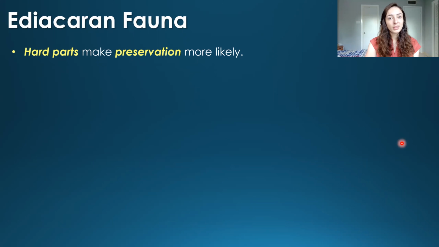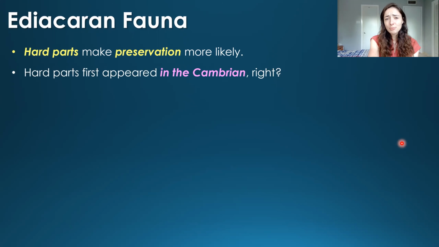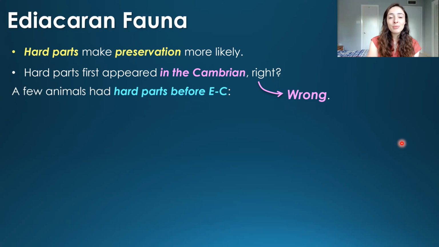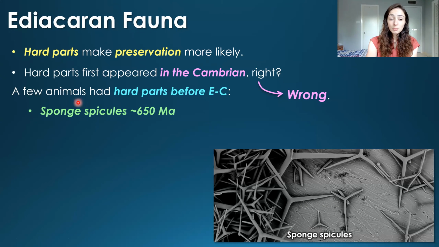However, one of the most important things for preservation is hard parts, which the Ediacaran fauna lacked. So the fact that we have an Ediacaran record at all might be solely due to the fact that we had algal mats and a lack of predators. However, did hard parts wait to the Cambrian to evolve? No, turns out they didn't. A few animals actually had hard parts before the Ediacaran-Cambrian transition. Sponges, for example, had spicules by 650 million years ago. And if you don't know, spicules are just kind of how they build their skeletons or hard parts.